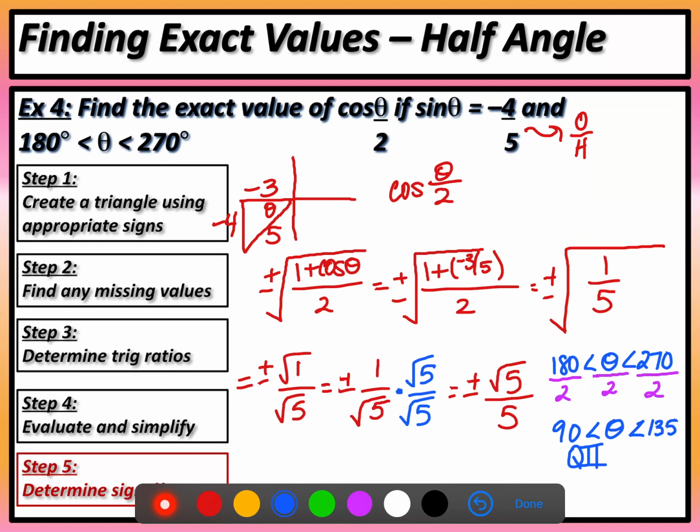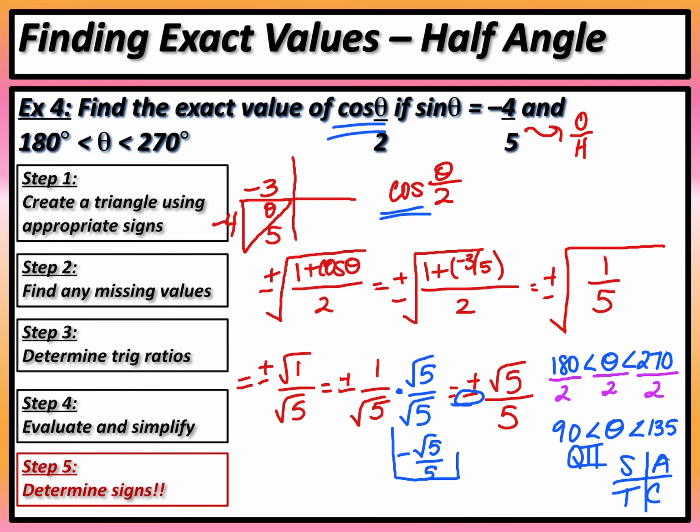And what trig function did we do here? We did cosine. We found the cosine of theta over 2. So, all students take calculus. Cosine is negative in quadrant 2. That's the sign we're going to choose. So our final answer should be -√5 over 5.